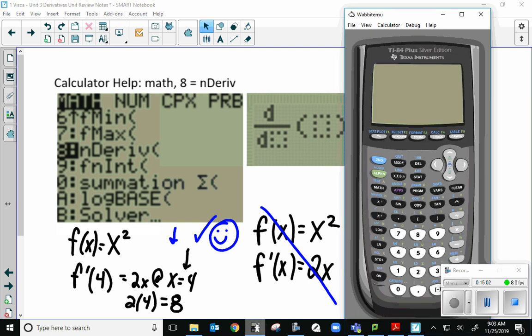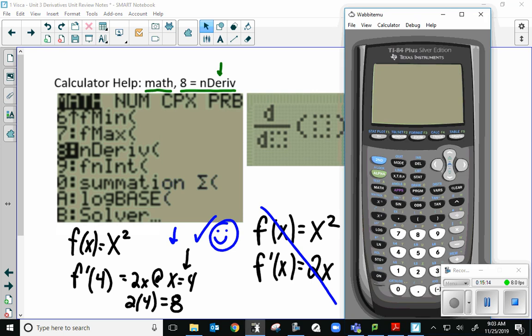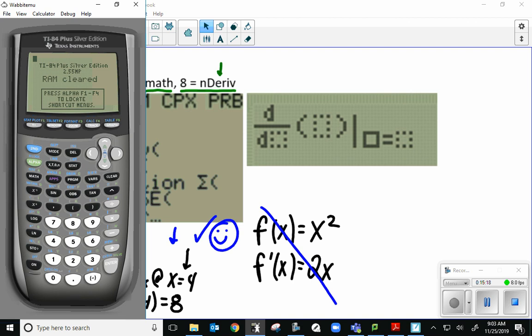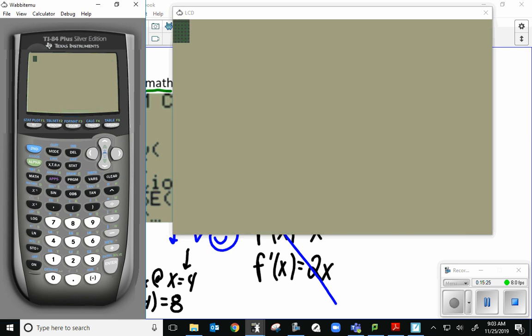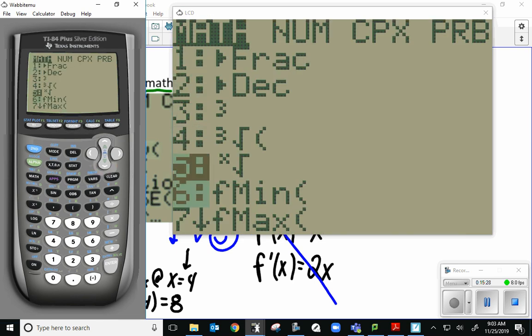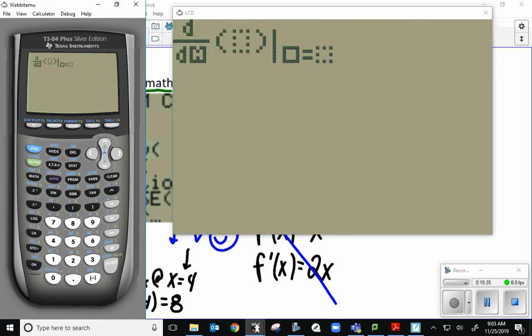So let's take the example I just did. I go to math, and I pick number 8, which is nDeriv. That's the derivative function in the calculator. I scroll down here, and I'm going to pick number 8. See, it says nDeriv right there. And I hit enter.